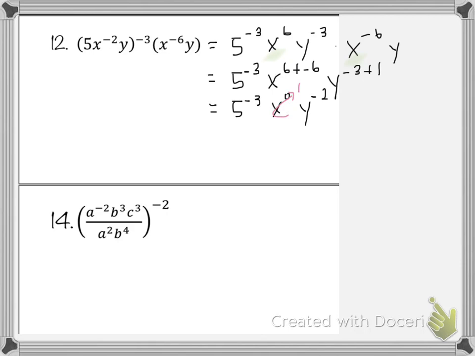Okay, so now what's going to happen? You need to move both of those to the denominator. So you're going to have 1 over 5 cubed y squared. Final answer, 1 over 125 y squared.